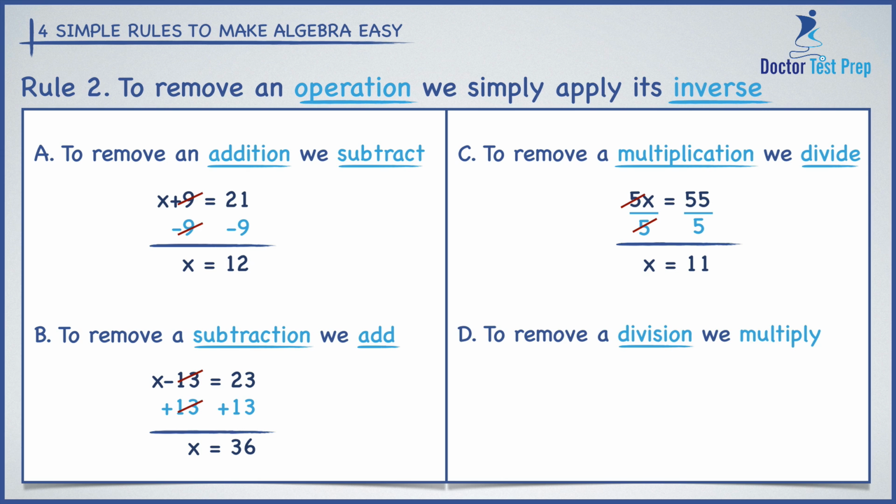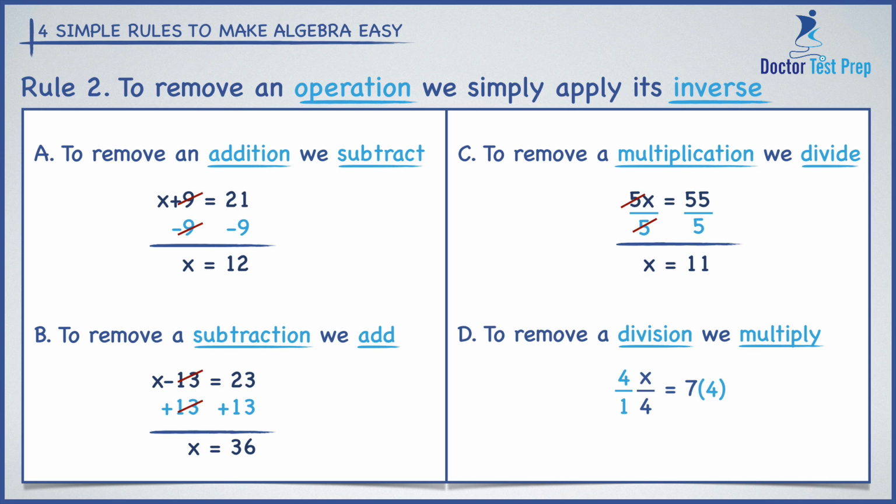And finally, to remove a division, we simply multiply both sides of the equation. So in my example here, I have x divided by 4 equals 7. To get rid of that divide by 4, I'm going to multiply both sides of the equation by 4. Now, on the left-hand side, I have a fraction, x over 4. So instead of just multiplying by 4, I'm actually going to multiply by 4 over 1. Now, it's exactly the same thing. 4 divided by 1 is 4, but it just makes the multiplication of fractions much easier, as you'll see in a minute. On the right-hand side, I can just say multiply by 4.